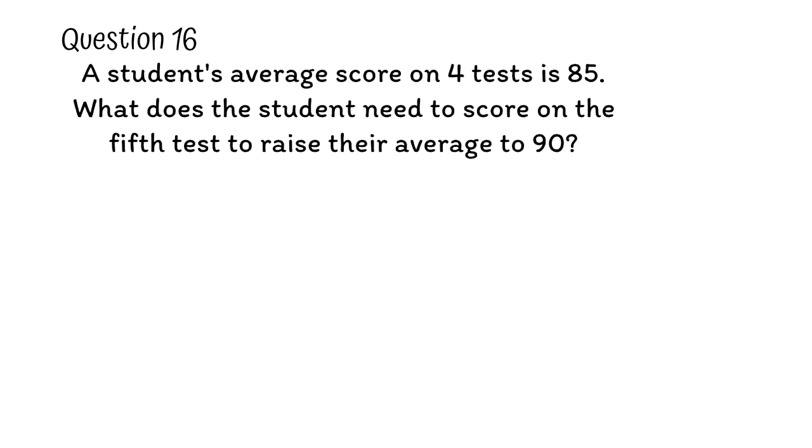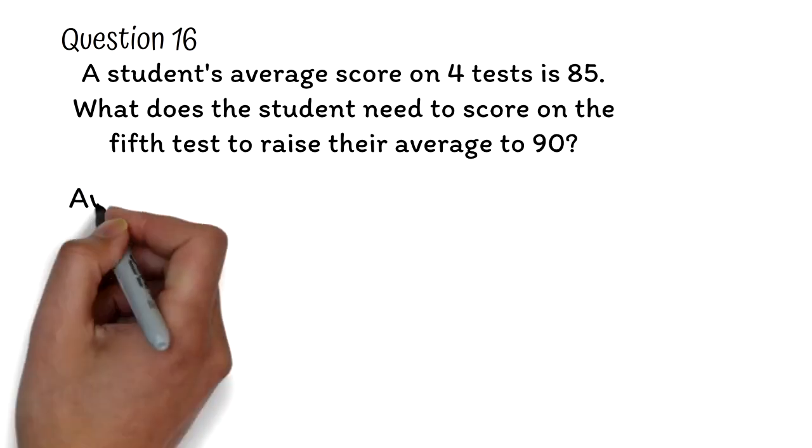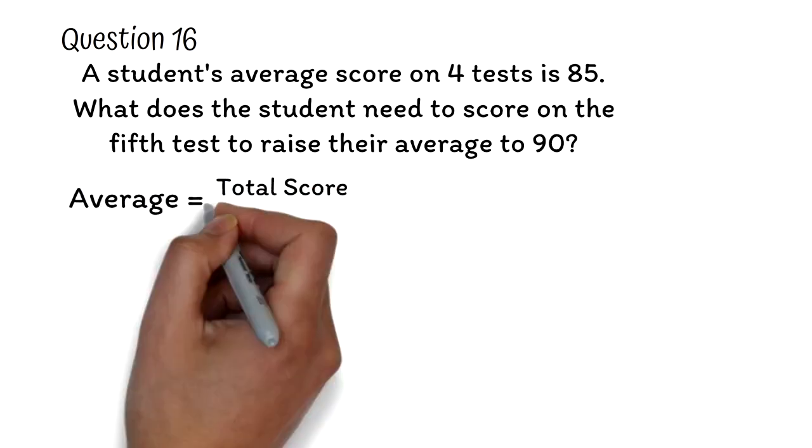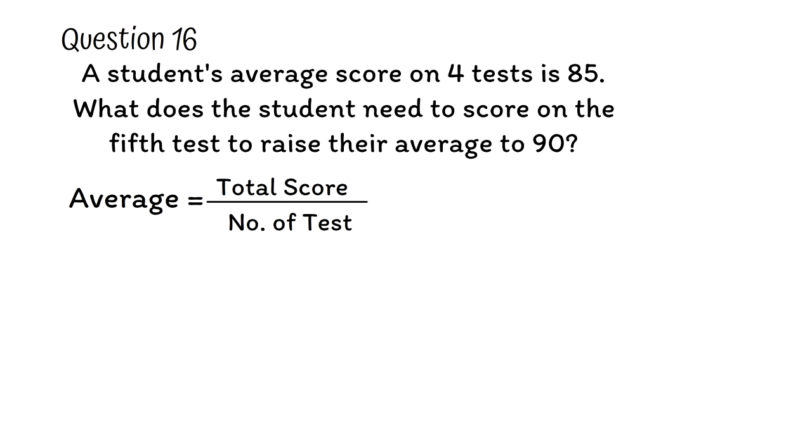Question 16. A student's average score on 4 tests is 85. What does the student need to score on the 5th test to raise their average to 90? This is a typical average or mean question. The average score is the total score over the number of tests taken.